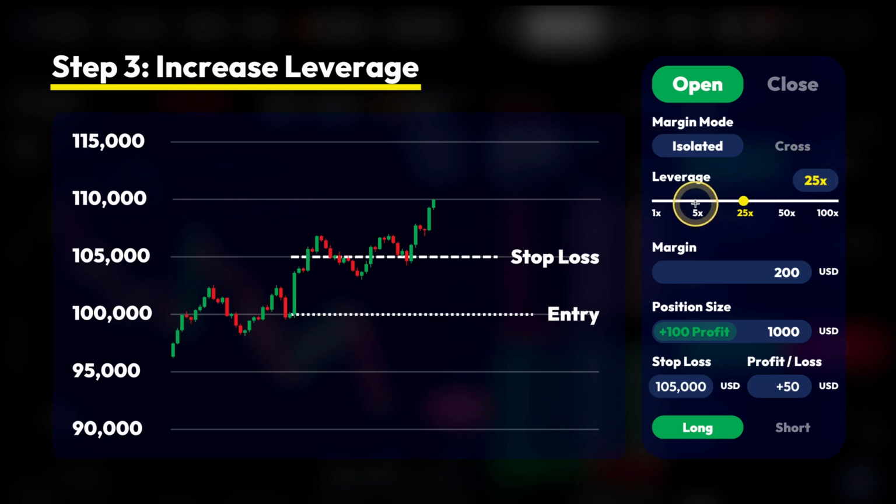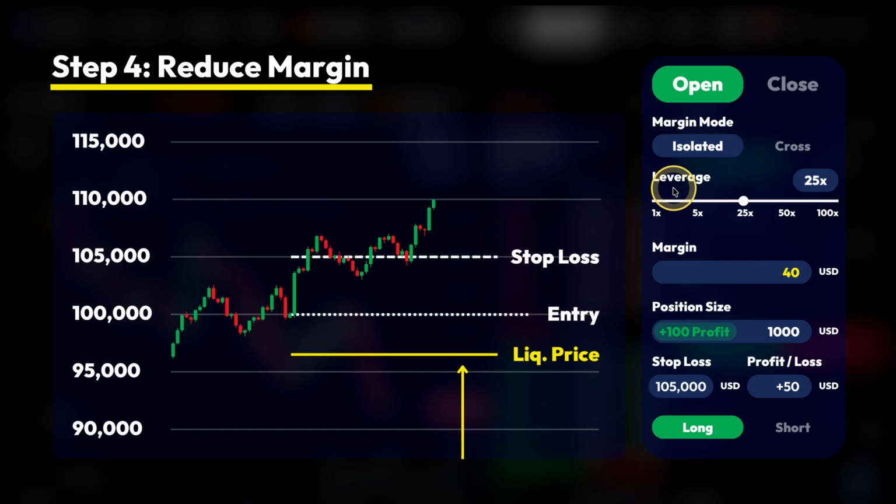In this case, I'm going to push it up to 25x leverage, and in step 4, we now also need to reduce our margin. So far, we've only increased the multiplier, but this new leverage only becomes effective if we also reduce our margin. And what we effectively do is we pull our own capital out of this trade, and we can do that from $200 of margin before down to $40, because then with the new increased multiplier, 25 times 40 will still equal the $1,000 position size. Only then does the new high leverage really take effect.